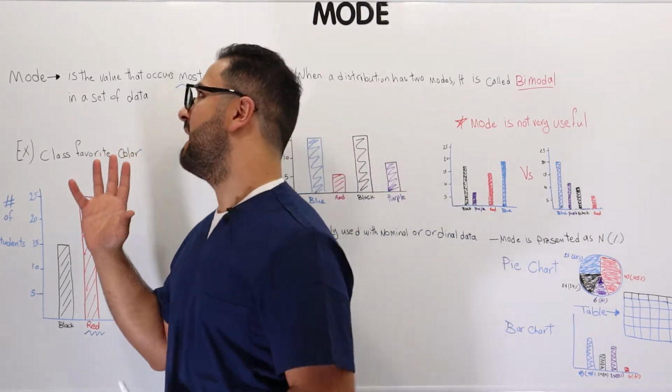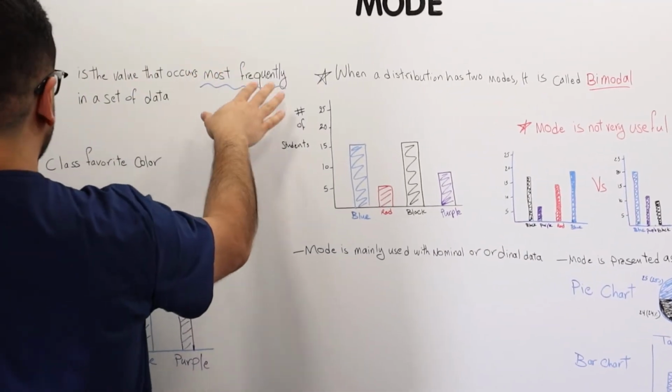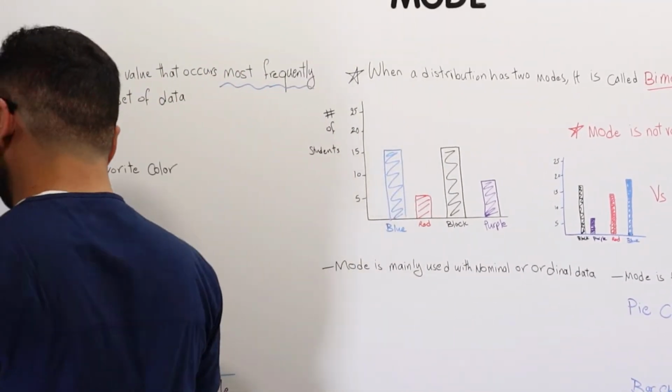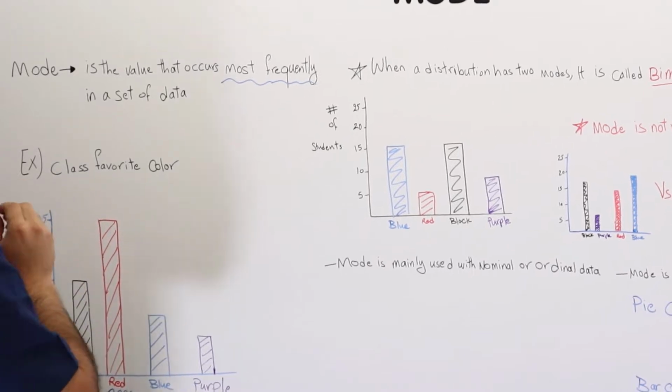Today's lecture is about the mode. Mode is basically the value that occurs most frequently in a set of data. Let's take this example to better understand what the mode is.